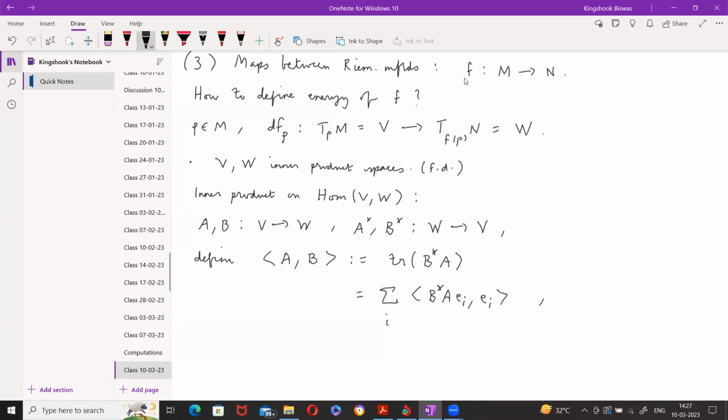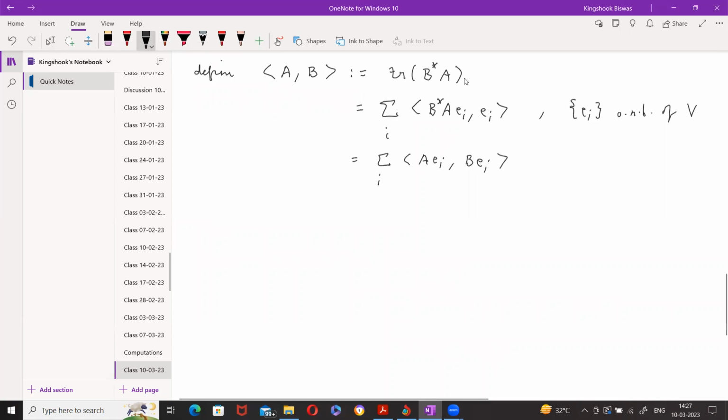Okay, these are the diagonal elements. So this is the trace. And now the B star I can take to the other side. So this becomes the sum over i of the inner product of A e_i with B e_i, right?